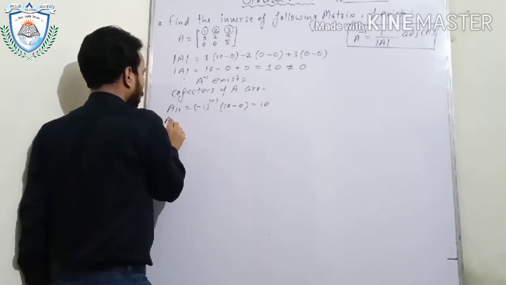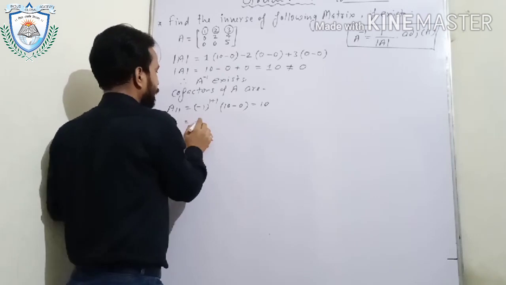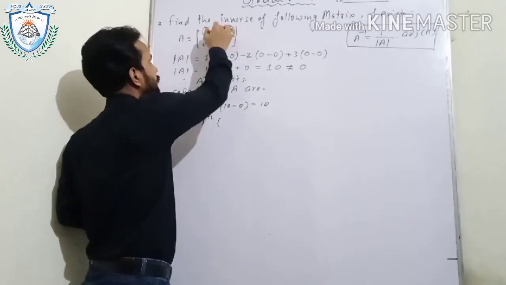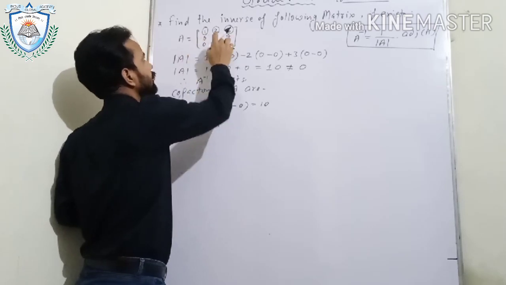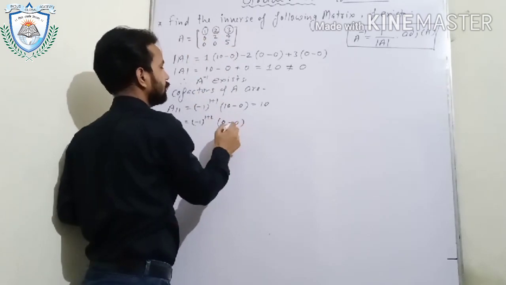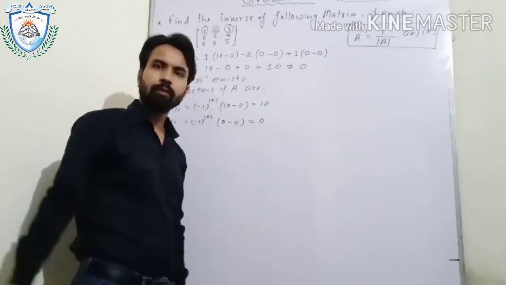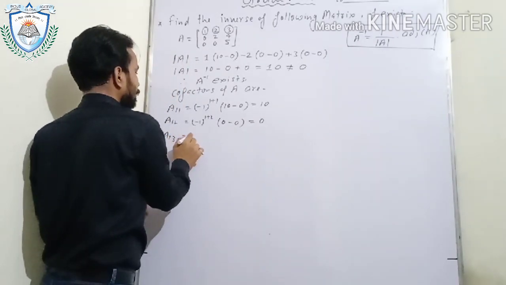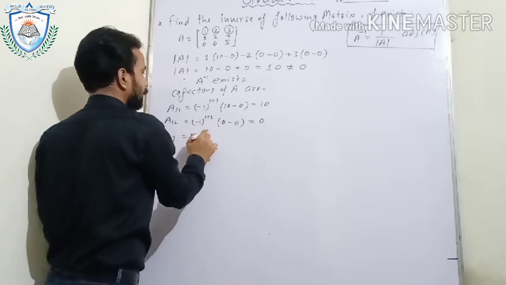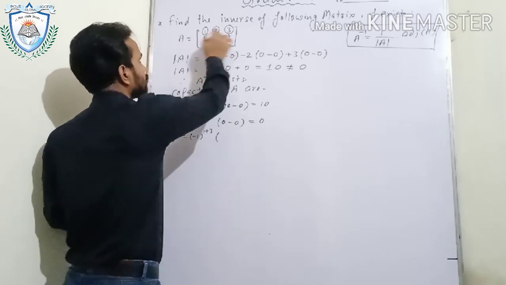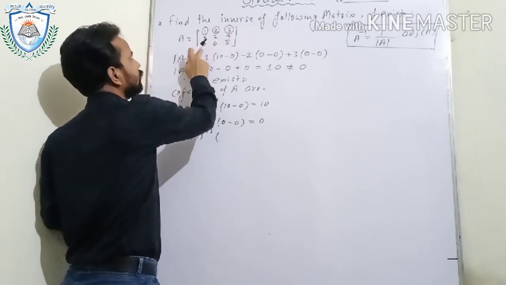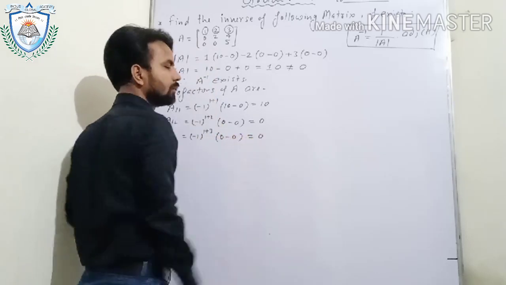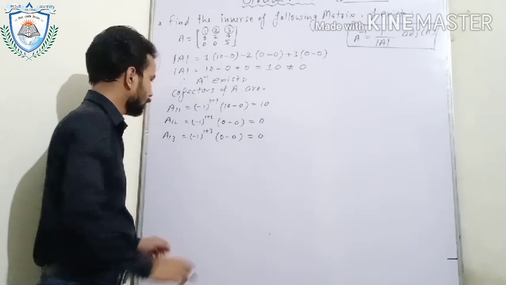Now A12, that is minus 1 to the power 1 plus 2. We will hide first row, second column. So 5 into 0 minus 0 into 4 means 0 minus 0. That gives you 0. Now A13, this is minus 1 to the power 1 plus 3. First row, third column, 0 into 0 minus 0 into 2. This is also 0. Clear?